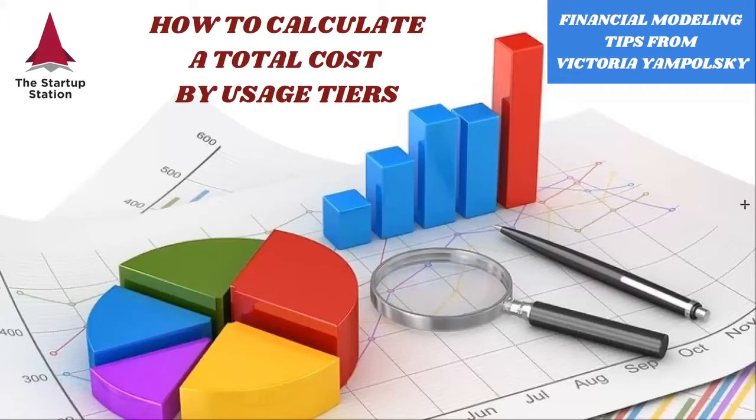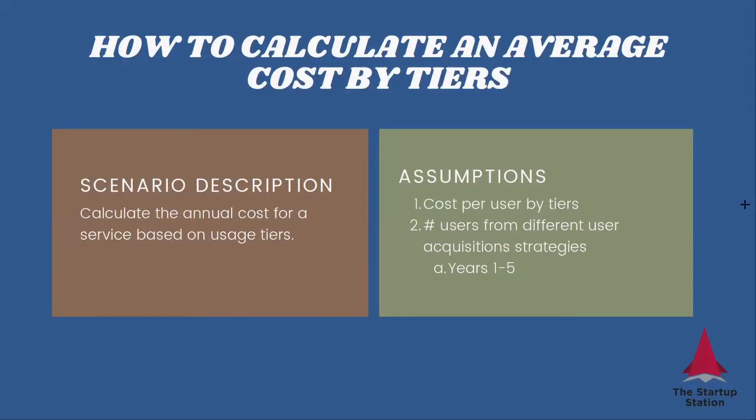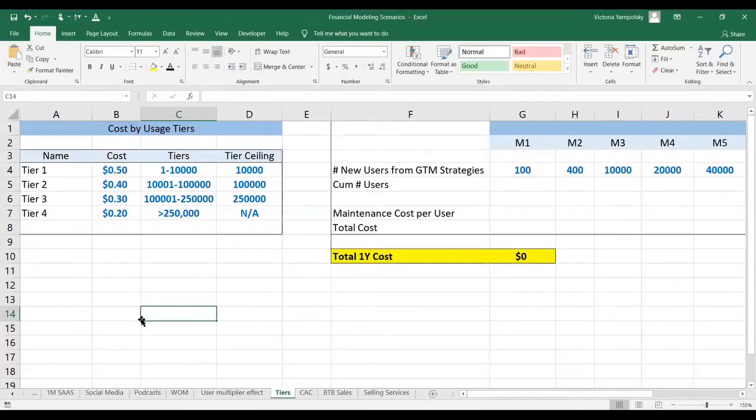So this week, we're going to calculate the total cost by usage tiers, which happens, for example, if you have an AWS service and based on volume, the cost per user will vary. So what we need to figure out is to set as assumptions the cost per user by tiers, and then be able to figure out how many users we convert from different user acquisition strategies. Okay, let's see how to get it done.